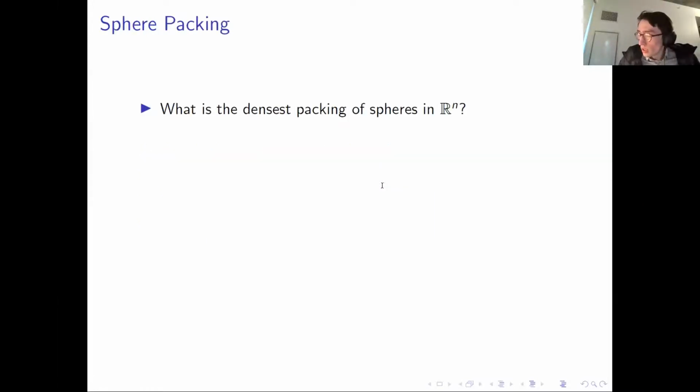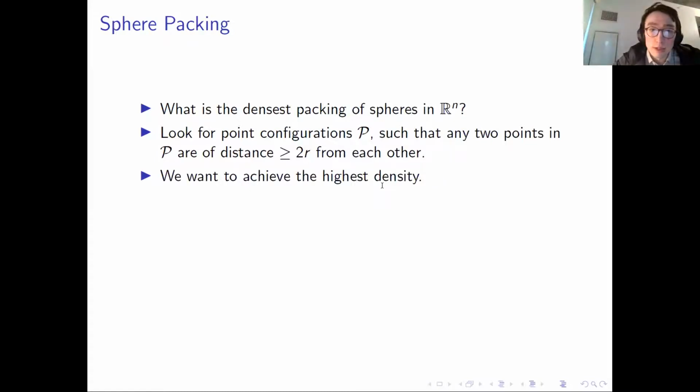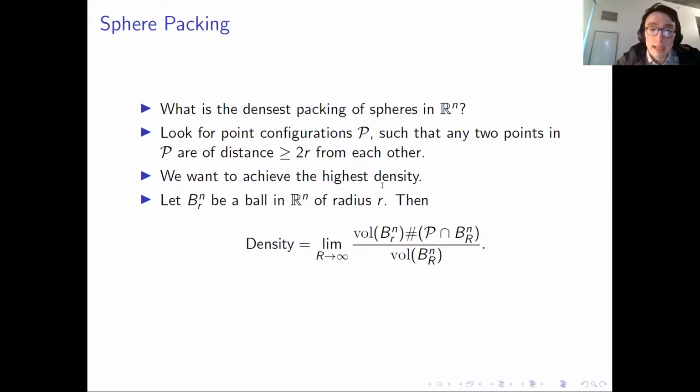So first, as far as sphere packing goes, our general question that we want to answer is, what is the densest packing of spheres in R^n? What's a packing? A packing is a point configuration where any 2 points are distance at least twice the radius of a sphere that we're packing. And what is the density? Because we want to achieve the highest density, we can define the density as a certain limit.